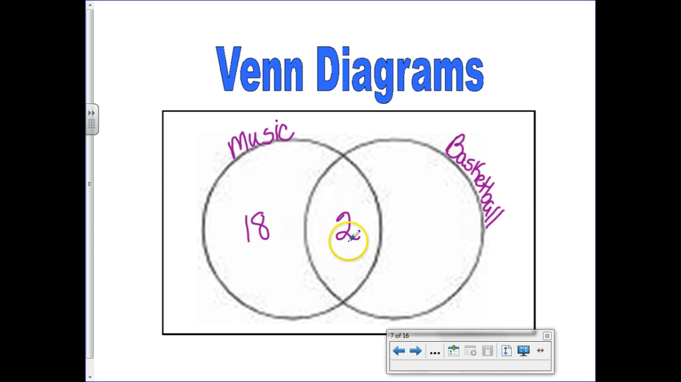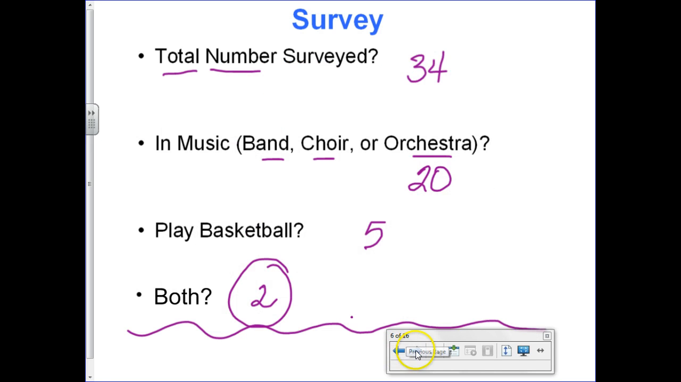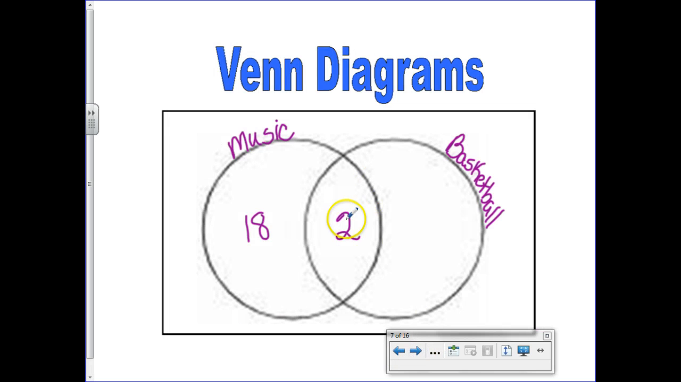They're part of music, but not part of the overlap. These 2 are in the overlap. They're in music, and that makes sense now because 18 and 2 together give me my 20 that I had that participated in music. My basketball number is 5. 2 are already accounted for in the overlapped region, so 3 more are in the basketball circle, but simply not part of this overlap that also includes music. 2 and 3 give me 5 altogether.